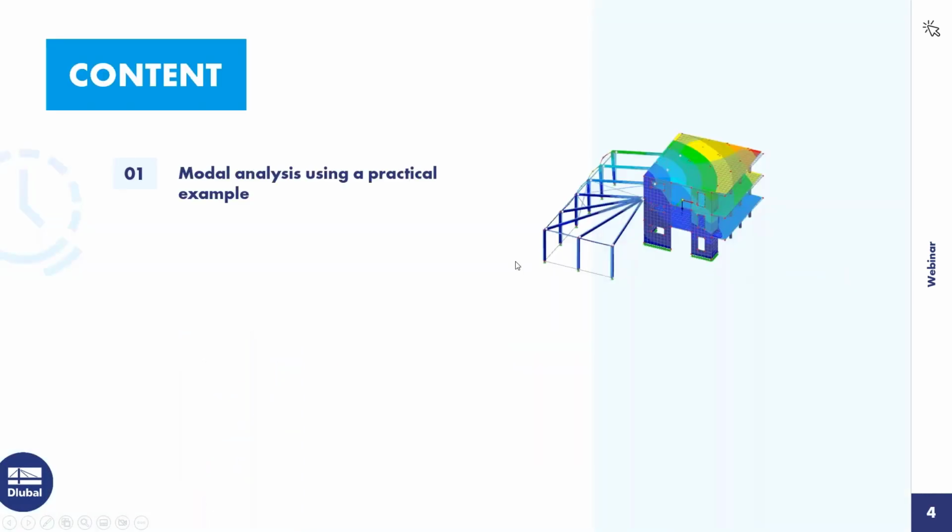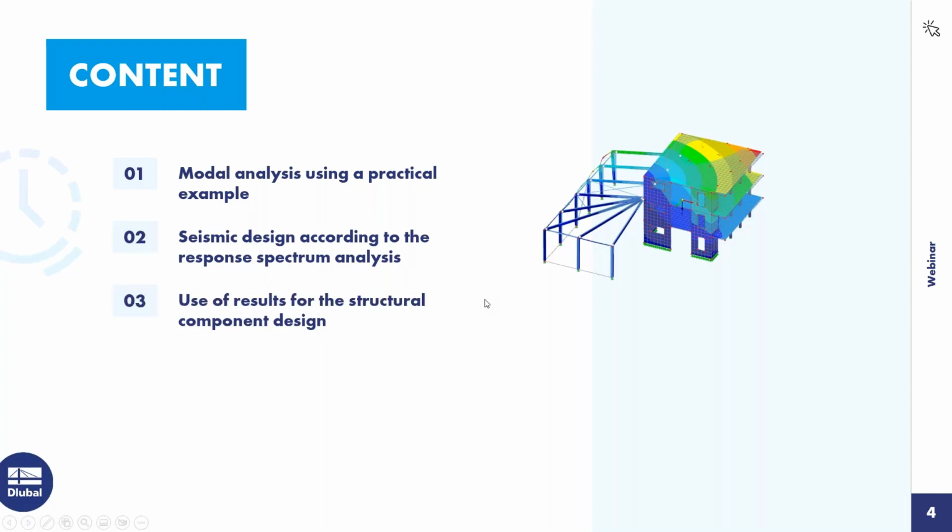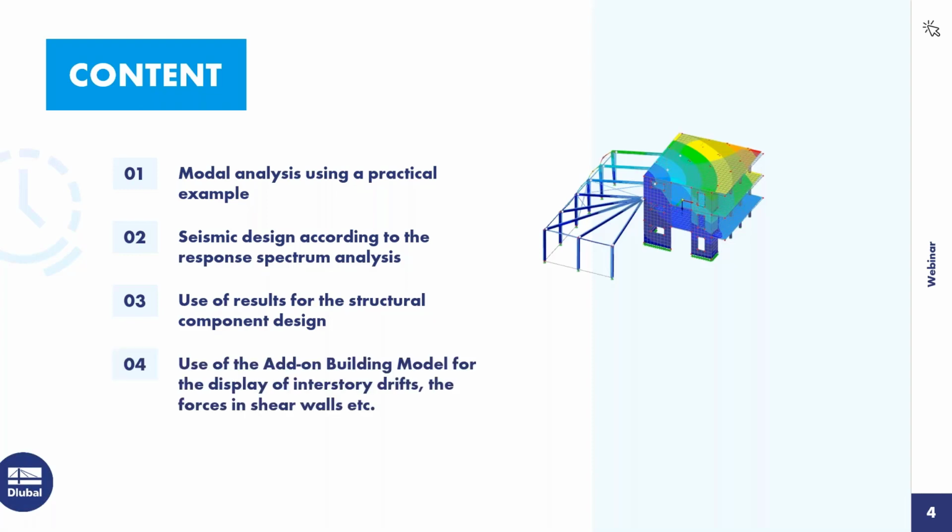To the agenda today, Stefan will start with this example, a building of concrete and steel, and he will do a modal analysis using this example. Then follows the seismic design according to the response spectrum analysis. Then he will show how you can use the results for the structural component design, and he will apply the add-on Building Model, for example, the shear walls and the forces in shear walls. Okay, then I hand over the screen to Stefan and he can start with the live presentation.